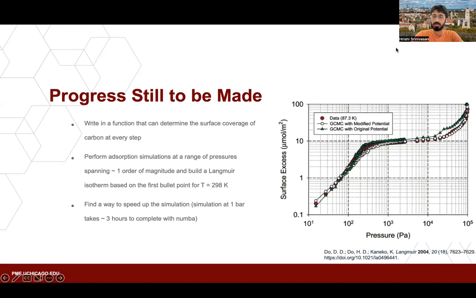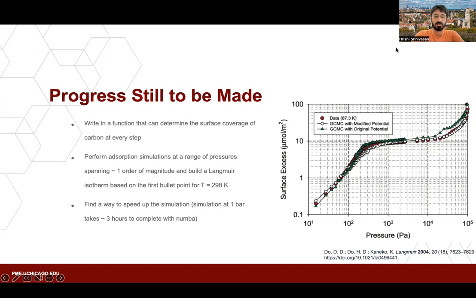Those isotherms, by the way, look like what's plotted on the right-hand side here. It's again surface concentration of the adsorbate versus pressure. Then I'll use that function to find these isotherms and run simulations at a range of pressures spanning around 1 order of magnitude. And I'll build an isotherm for room temperature, just because I can access a wider range of pressures at that temperature.